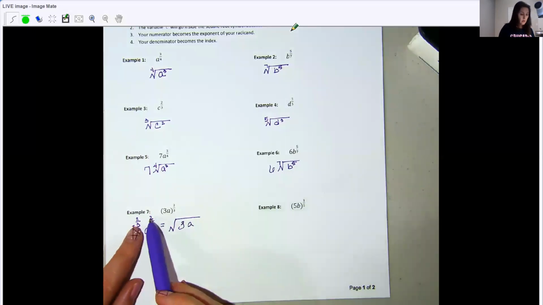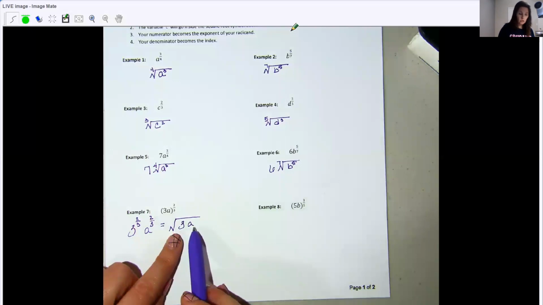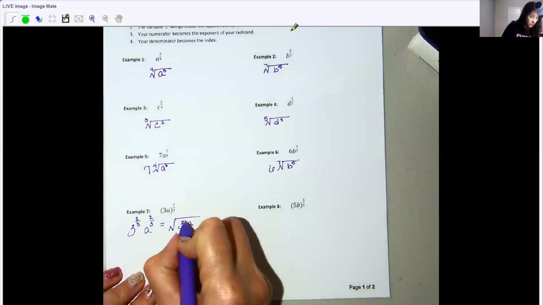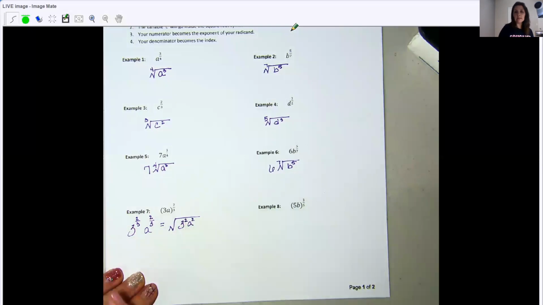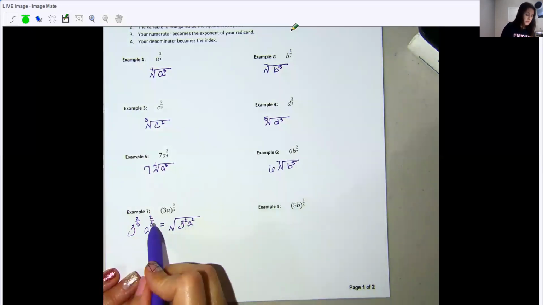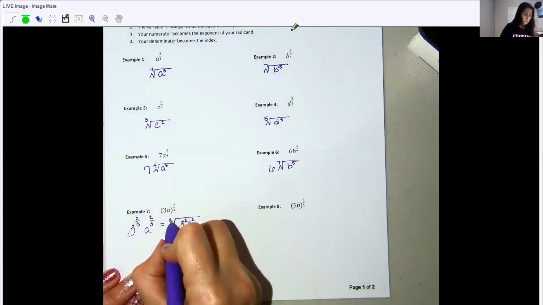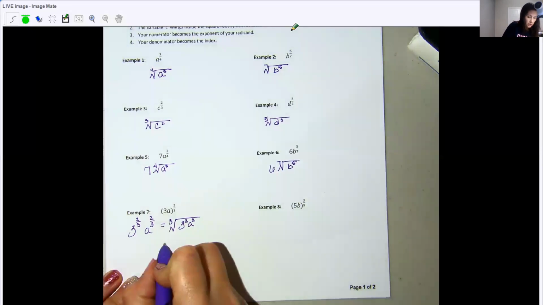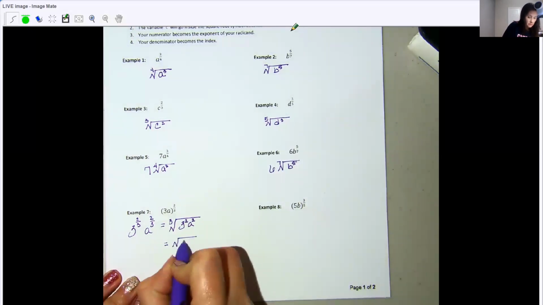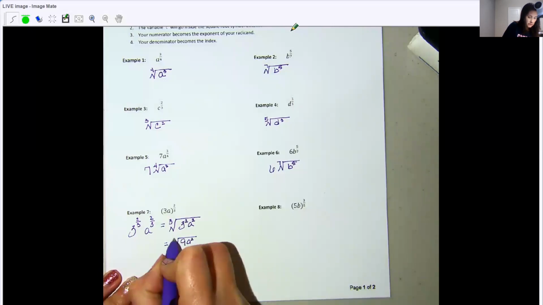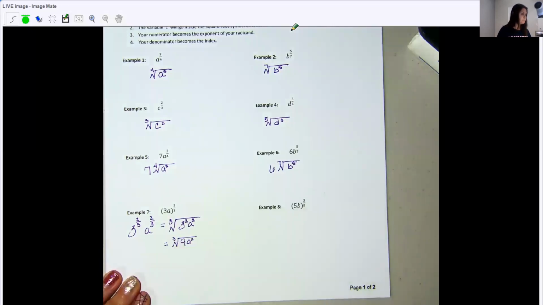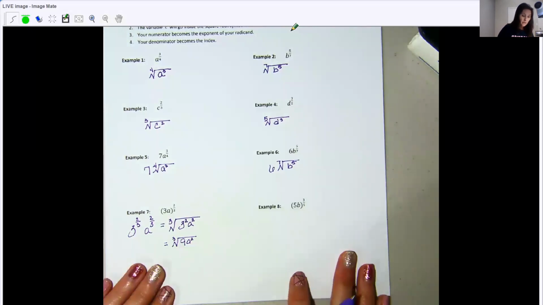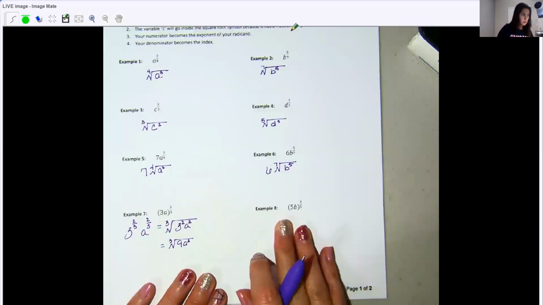My numerator becomes the exponent of both my 3 and my a. So I have a 2 and a 2, so 3 squared, a squared. And then my denominator goes on the outside. Now, at this point, you might say, well, we're done, but I would like for you to simplify these as far as you can. So we can simplify the 3 squared, and we could get a final answer of 9a squared with an index of 3. Okay. All right, same process for example 8 if you want to try it on your own.